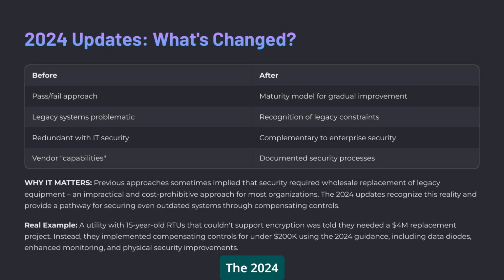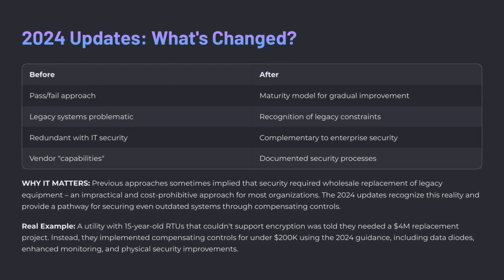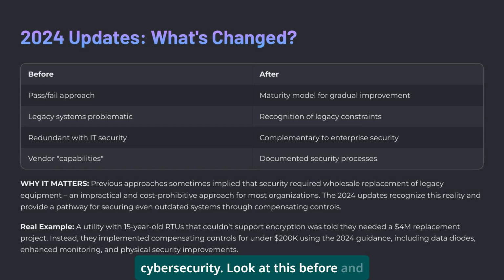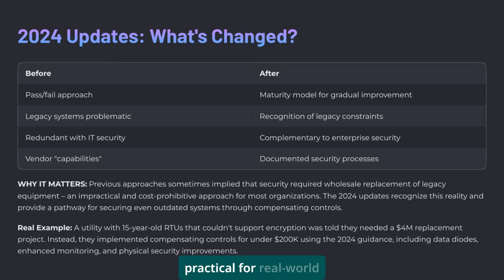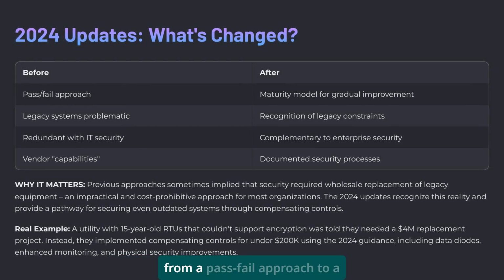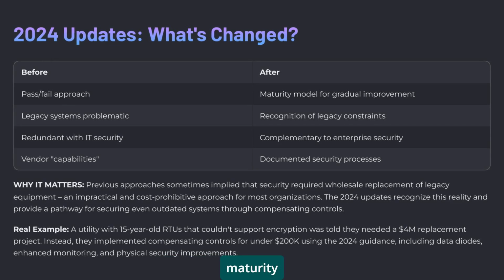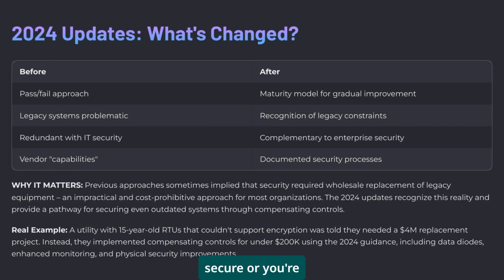The 2024 updates represent a fundamental shift in how we approach industrial cybersecurity. Look at this before and after comparison. These changes make the standard much more practical for real-world implementation. The biggest change is moving from a pass-fail approach to a maturity model. The old approach basically said, you're either secure or you're not, which discouraged many organizations from even starting.